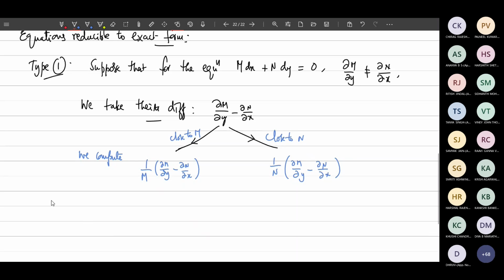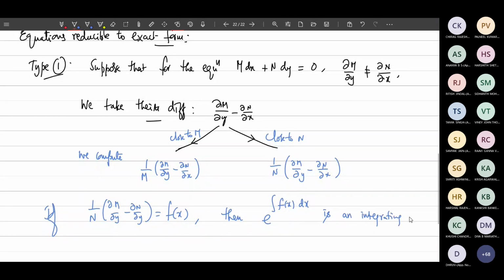So the next step is, if the second quantity, that is 1 upon N times (∂M/∂y minus ∂N/∂x), is a function of x alone, then e to the power of integral f(x) dx is an integrating factor. I'll explain with this example. It is very simple, don't worry.